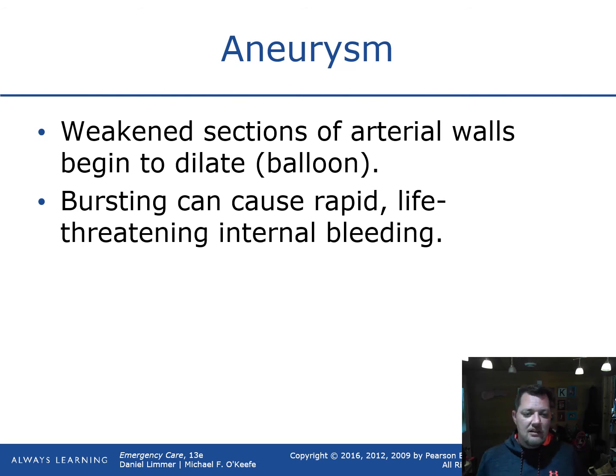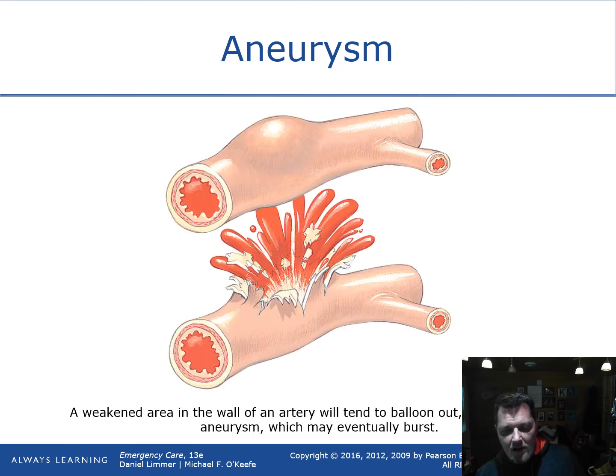So an aneurysm is when you have weakened sections of the arterial walls, and then they begin to dilate. So your normal blood vessel, or coronary artery, is like this, and then that vessel just kind of expands, and then it can burst and cause rapid, life-threatening internal bleeding. Okay, so this is an aneurysm. When we talk about an aneurysm, this is that bloating, that expansion, and then it bursts.